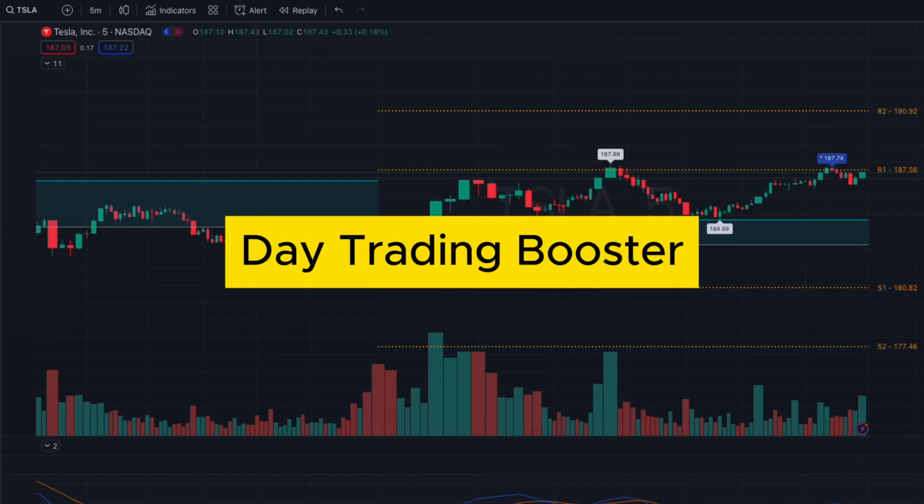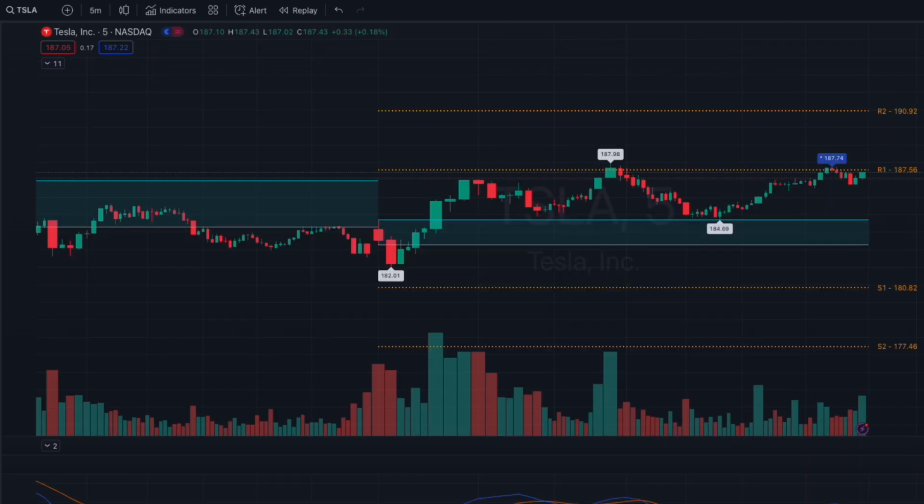Lastly, we have the Day Trading Booster indicator. This tool combines several elements including support and resistance levels to provide a clear trading signal. This indicator provides visual cues for potential buy and sell points based on support and resistance analysis.